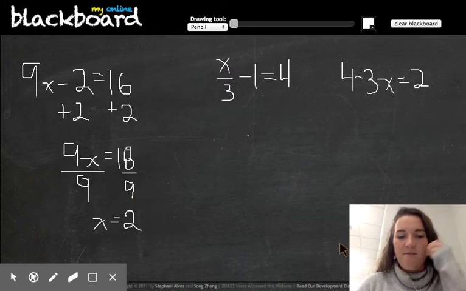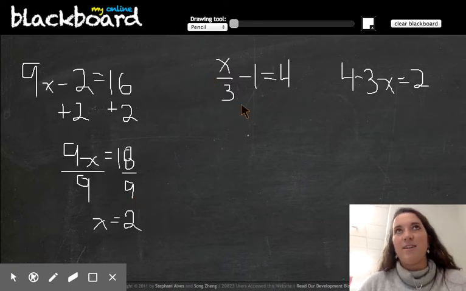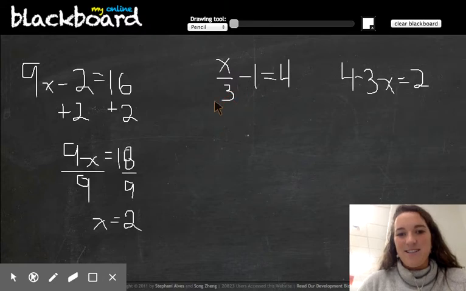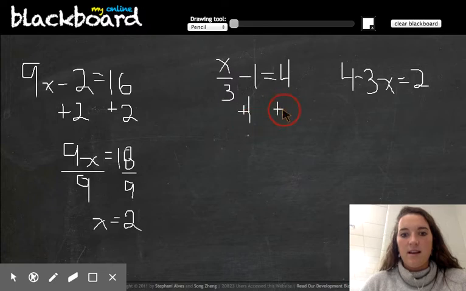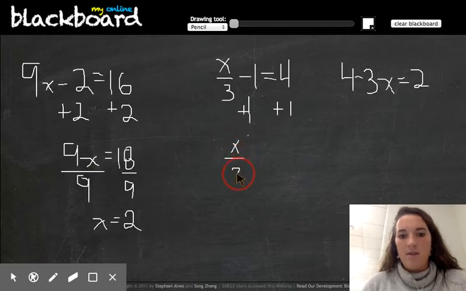All right, so now moving on to the next problem, it gets a little trickier. Okay. So first thing we have to do is what? We need to get rid of this minus 1 because we undo our addition and subtraction first. So how can I undo this subtraction? I can add 1 to both sides. So what am I left with? I'm left with x divided by 3 equals 5.